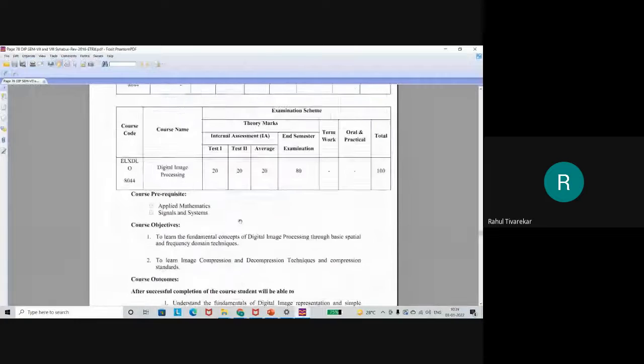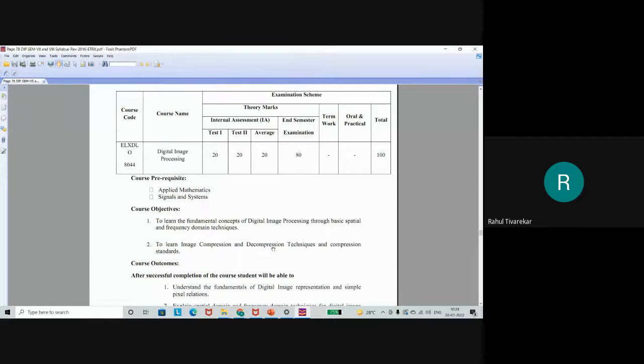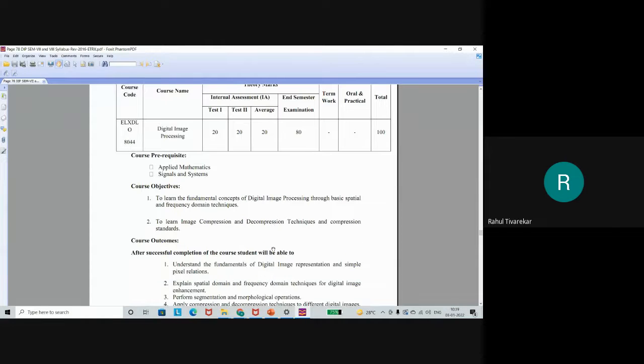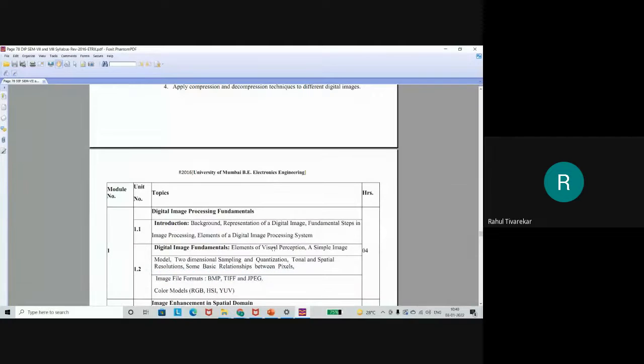So as I said, we have theory as well as lab for this subject. The distribution of theory marks is the same as earlier. You will have 20 marks for the internal assessment, 80 marks for the end semester examination, total 100 marks. For practicals, you will have one lab session of 2 hours in a week, and there will be an oral practical examination, same as in the earlier semester.